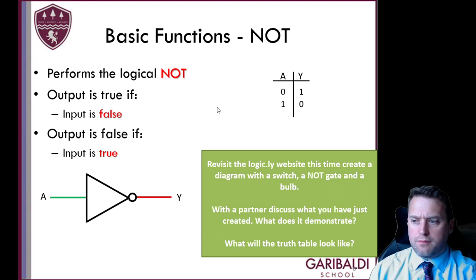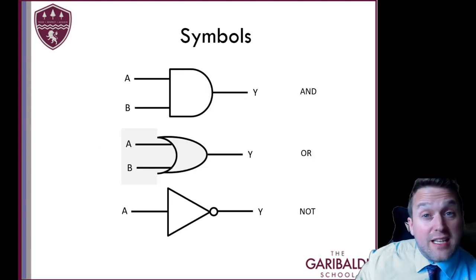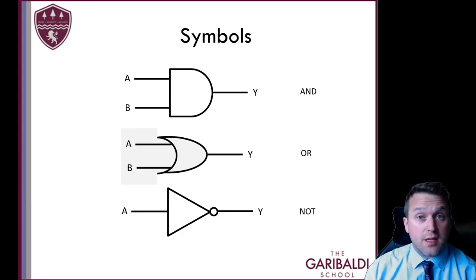Okay, so there's our three gates. That's what they look like. Remember what they look like. You need to be able to identify them by sight, and you need to know how they behave, as in the truth tables of all three, when they come off and when they go on.